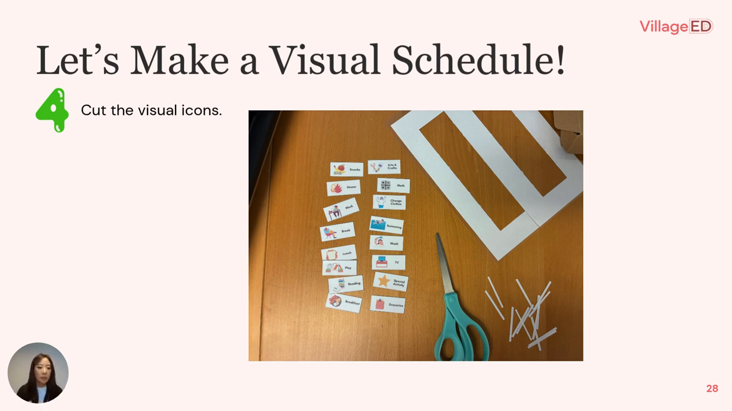And then what you want to do is cut the visual icons. Here in this example, I didn't round my corners, but personally, those sharp edges are a pet peeve, just because it gets in your fabric, or I'm also afraid that it might cut or scratch my learner or my student. So if you have time, go ahead and round those corners when you cut these.